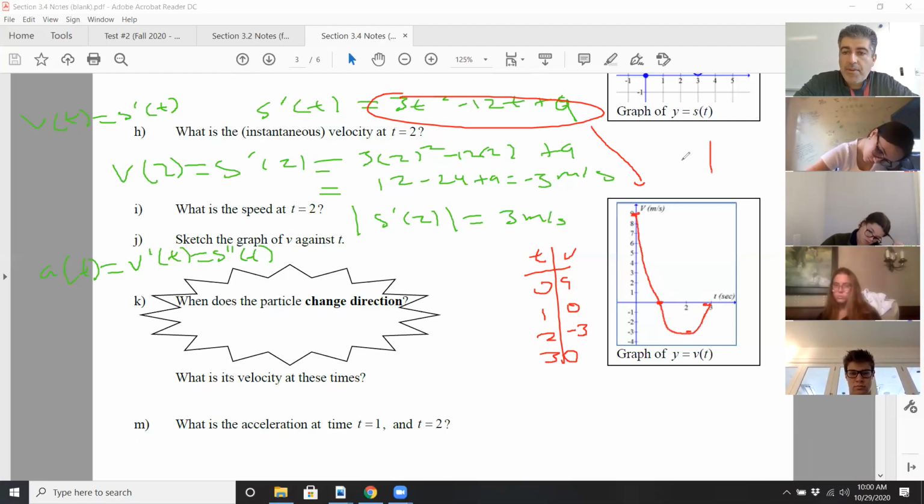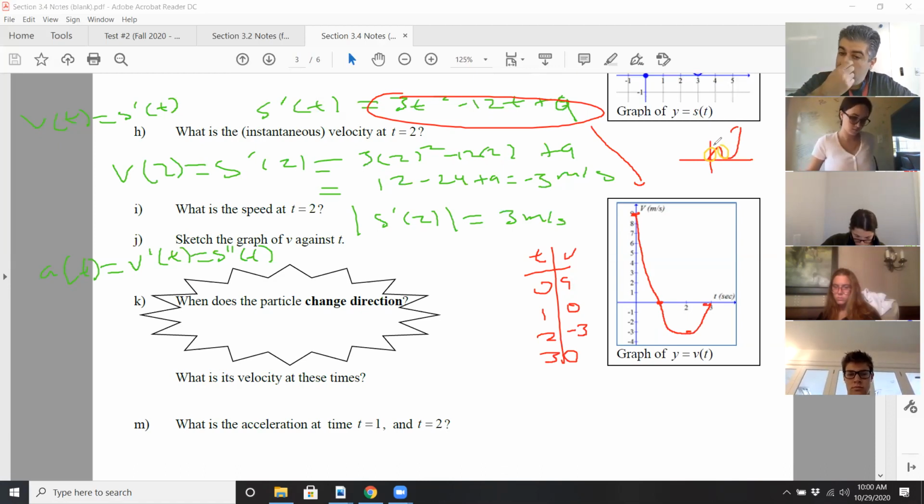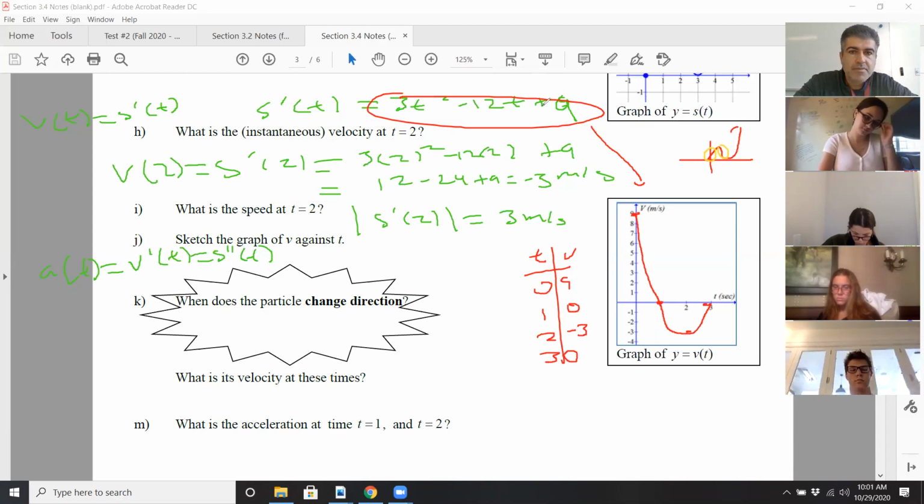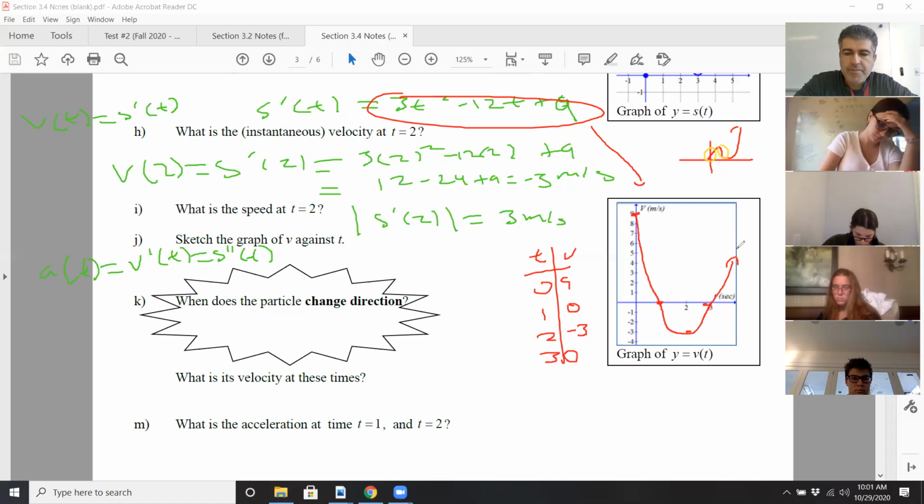Remember, we talked about graphing derivatives from the original. The original graph was this. And initially, our slope was positive up until t equals 1. Then our slope was negative until t equals 3, actually. And it goes back to being positive again. I actually should extend this out a bit more. There we go. So the sketch is done.